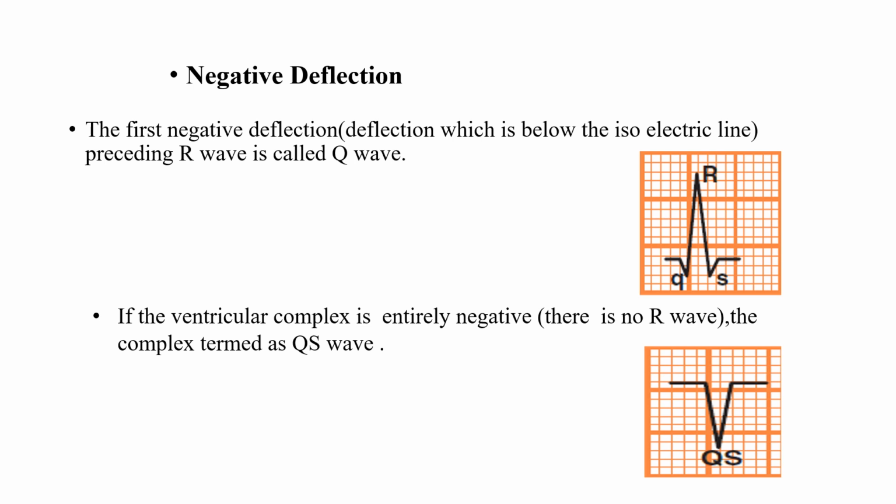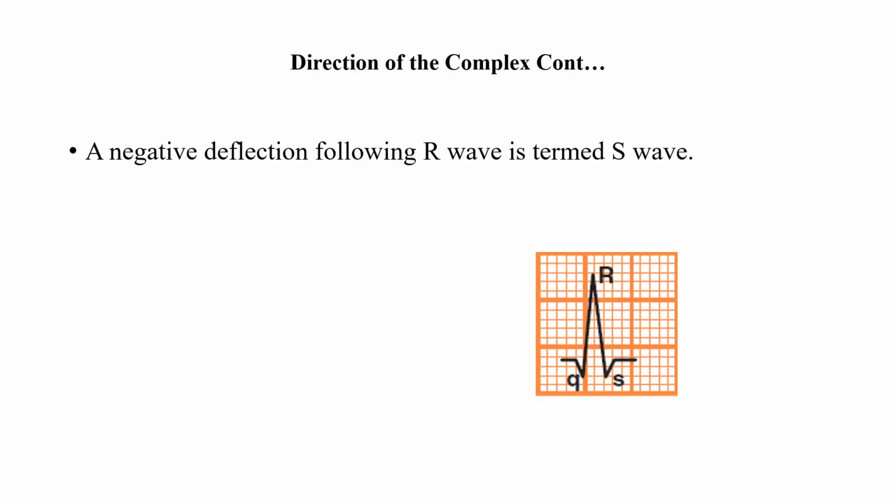Negative deflection. A negative deflection means a deflection which is below the isoelectric line. The first negative deflection preceding R wave is called Q wave. If the ventricular complex is entirely negative, the complex is termed as QS wave. A negative deflection following R wave is termed S wave.